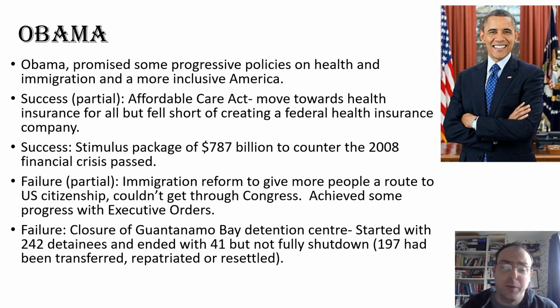He fell short of creating a federal health insurance company to make sure that it was in place for absolutely everybody, and so he had to compromise to a degree. But again, that goes back to earlier things I said, where there are constraints in terms of how much power a president has. Another area of success is often judged to be his stimulus package, the $787 billion stimulus package to counter the 2008 financial crisis.